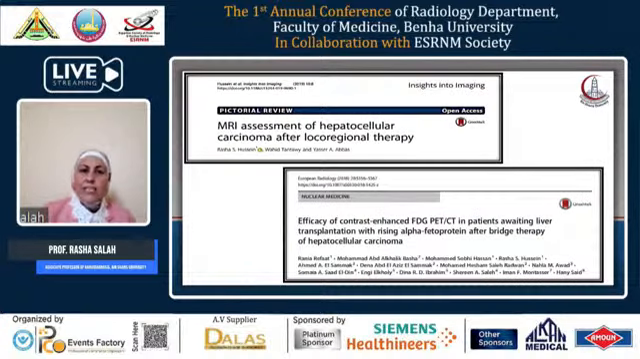If you need further reading, these are our publications about the MRI in assessing hepatocellular carcinoma after loco-regional treatment, and also the value of PET-CT as a bridge for patients who will undergo liver transplant.